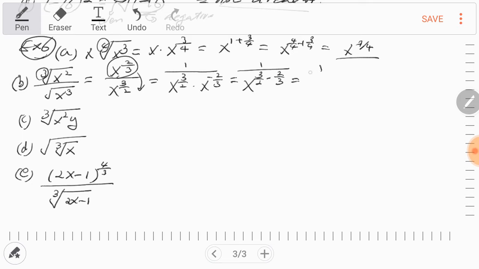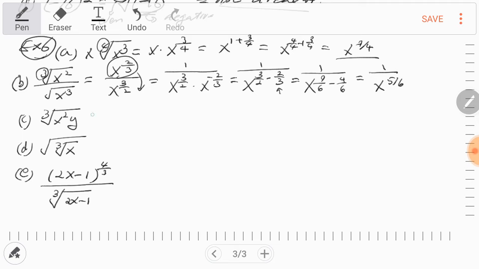Then 1 over x to the, okay, add these two fractions. Then we can make the denominator 6. So we have to multiply by 3, so 9 over 6 minus, for this, multiply the top and bottom by 2, then 4 over 6. So that is equal to 1 over x to the 9 minus 4, which is 5 over 6. So the exponent is what? 5 over 6.